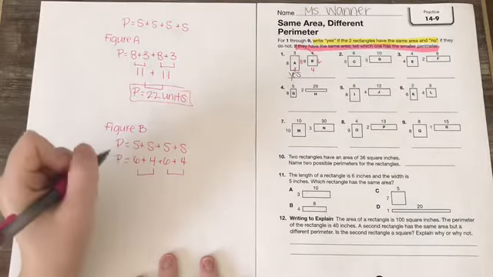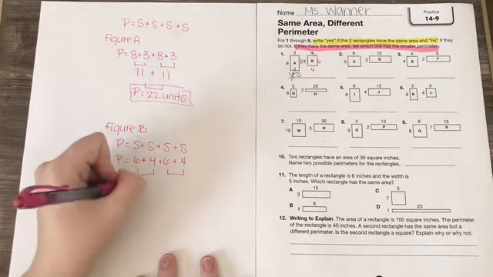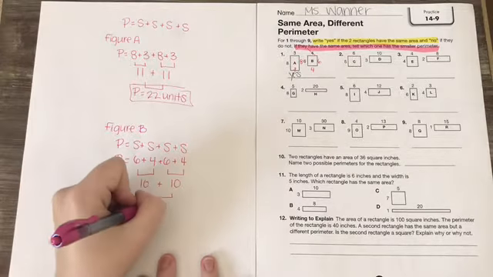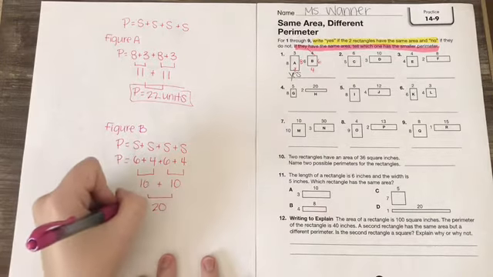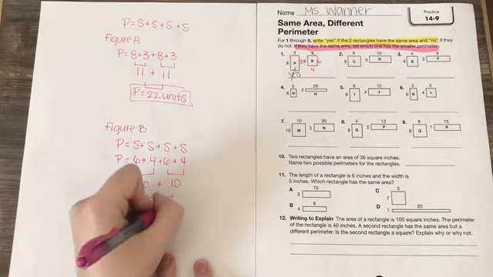So 6 plus 4 is 6, 7, 8, 9, 10. 10 plus 6 plus 4, which is also 10. All right, and then we know that 10 plus 10 is 20. So my perimeter equals 20, and then don't forget units.